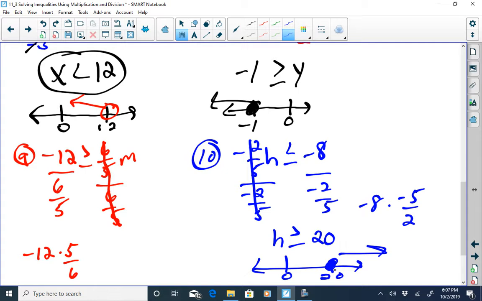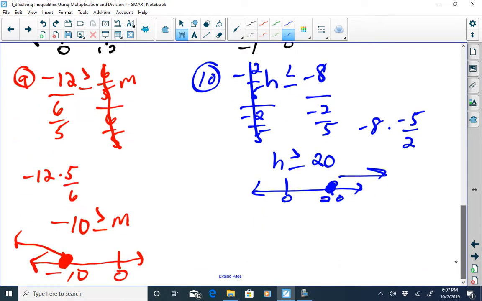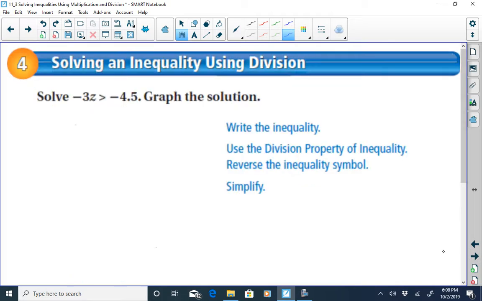So I'm going to check something, let's try 40, because 40 is in our solution set. Well, what is 2/5 of 40? 2 times 40 is 80. 80 divided by 5 is 16. So this is negative 16. Is negative 16 less than or equal to negative 8? Yes, it is. So we check our solutions. We see that our solutions are correct, and that's how we want to go about doing it.